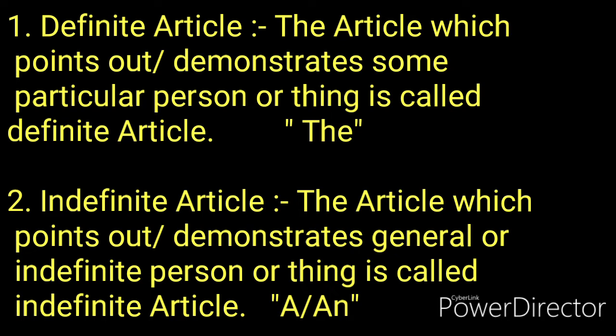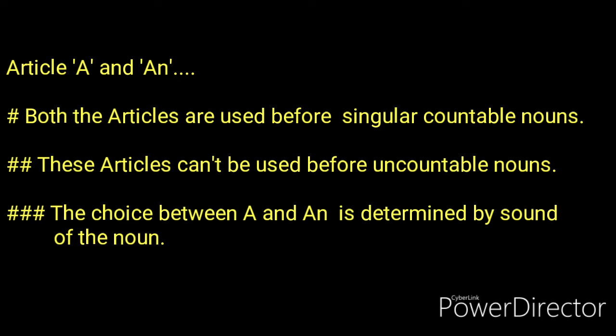So here it is very clear that the definite article is used before nouns which are special, which are particular, and which are used in a specific sense. And the indefinite article is used when things are introduced for the first time. Articles A and AN have some things in common. First, both articles are used before singular countable nouns.